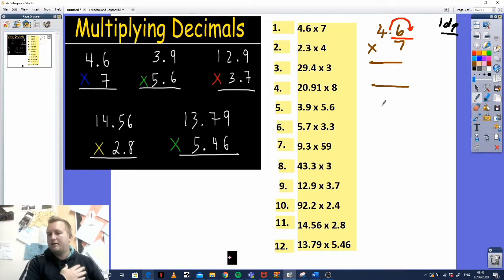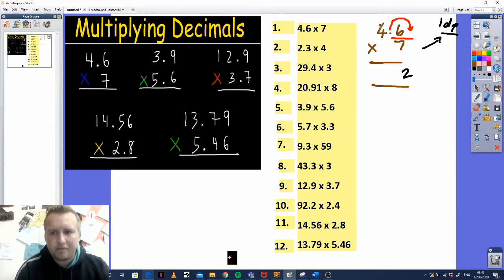You can do it 46 times 7. Now, 46 times 7 is a pretty straightforward calculation to complete. So what I'm going to do is 46 times 7. And then afterwards, I'm going to show you how you reinstall that first decimal place at the end.